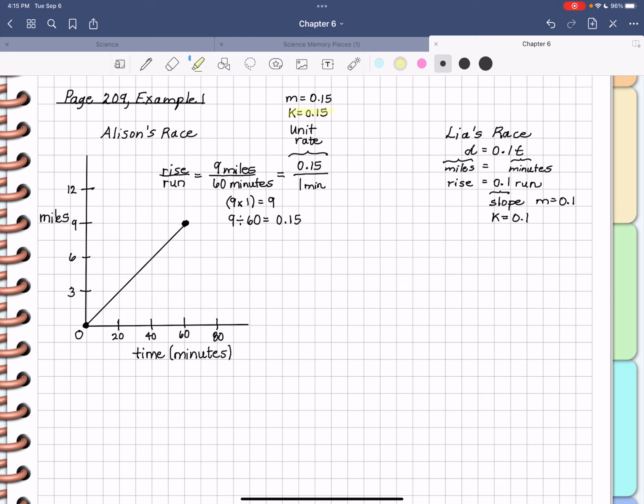So I'm going to compare the slopes. And we have 0.15. That goes with Allison. We have 0.1, and we can put a ghost 0 there. That's Leah. So which number is greater? Is it 0.15 or 0.10? Allison's number is bigger. So Allison is faster than Leah. You could also say that Leah is slower than Allison.